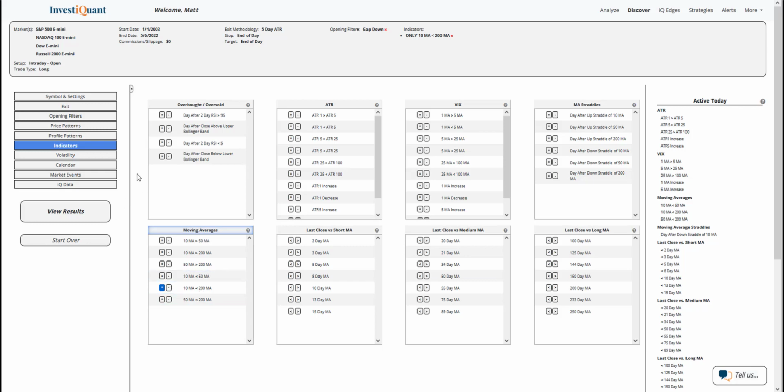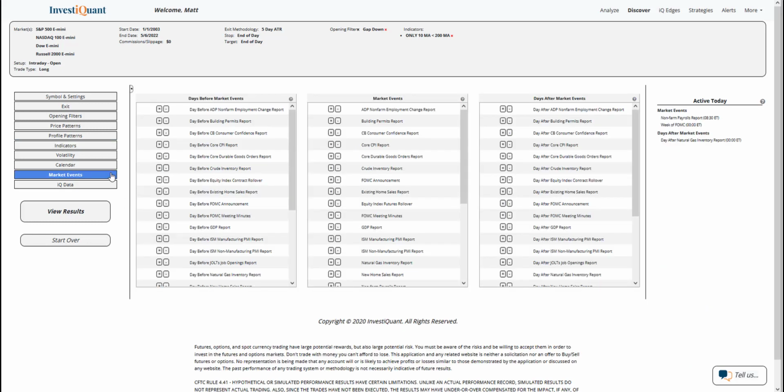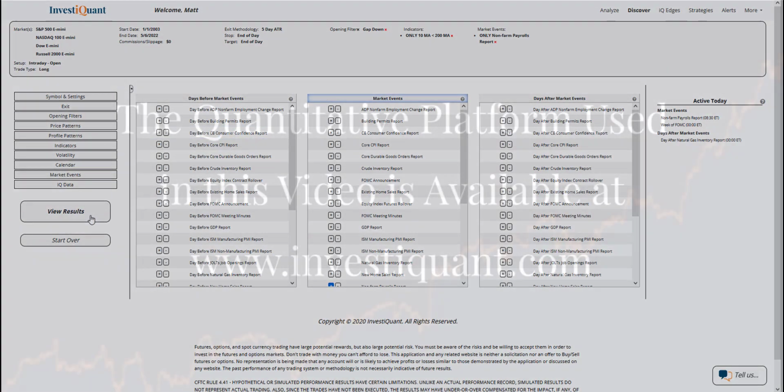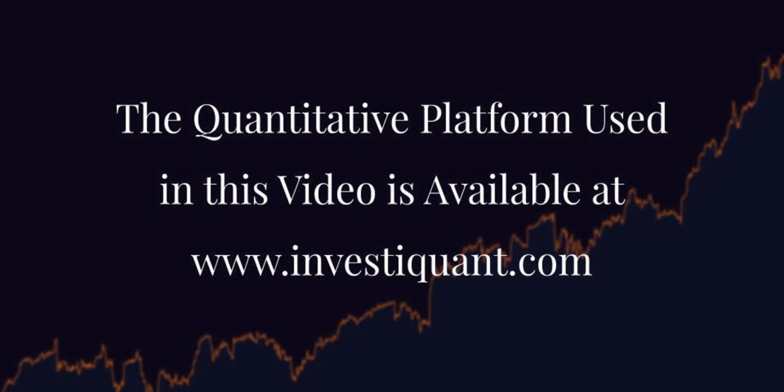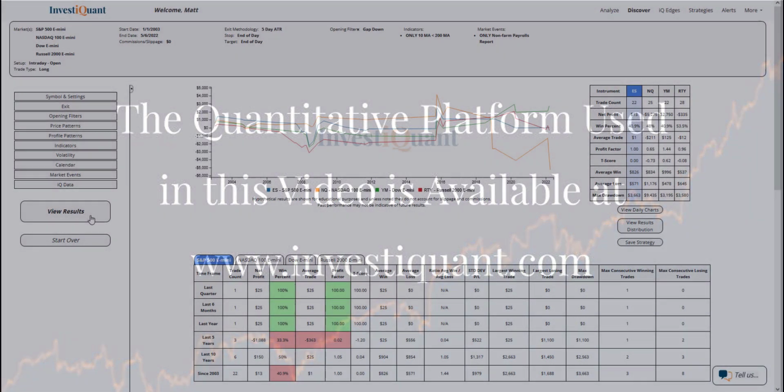And then I'm going to go into the market events library. On the active today, top option, non-farm payrolls report. That's out at 8:30. You can see that next to it. I've got that selected. Now I can click view results. All right, here we go.